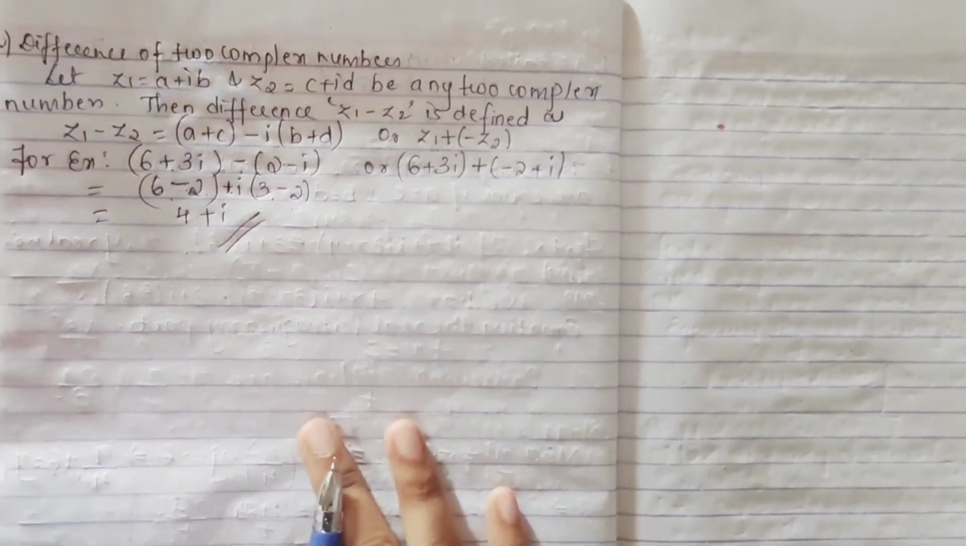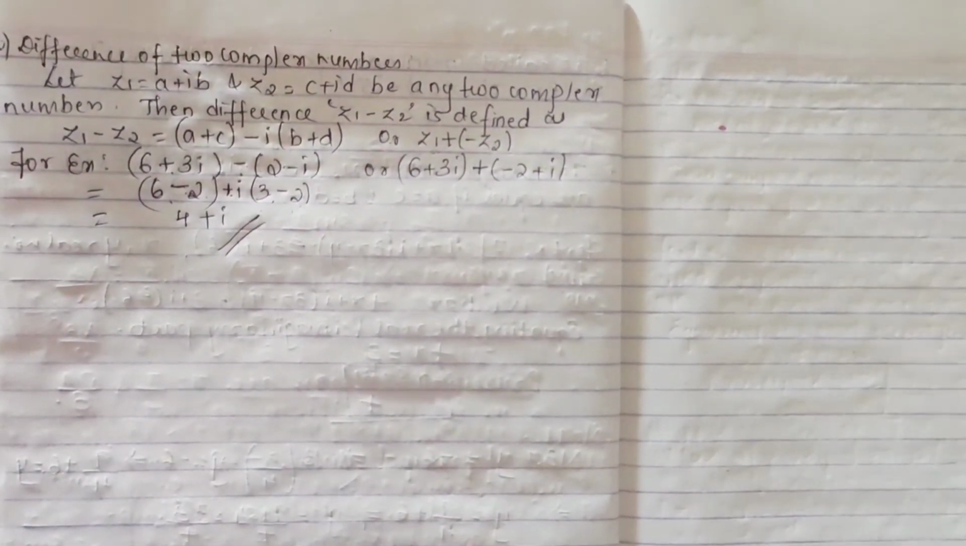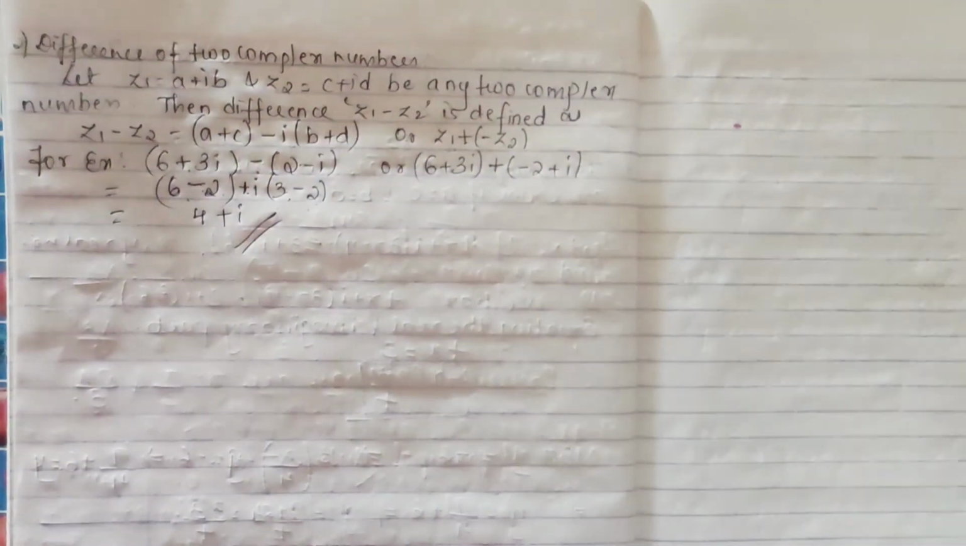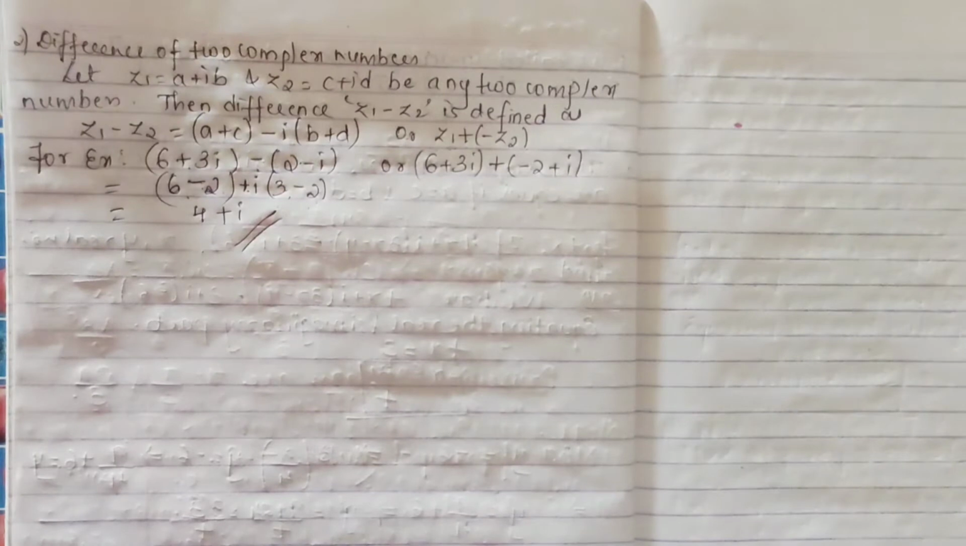Here there are no properties, we will head to multiplication. Next is multiplication. Just write this, pause the video to note it down.